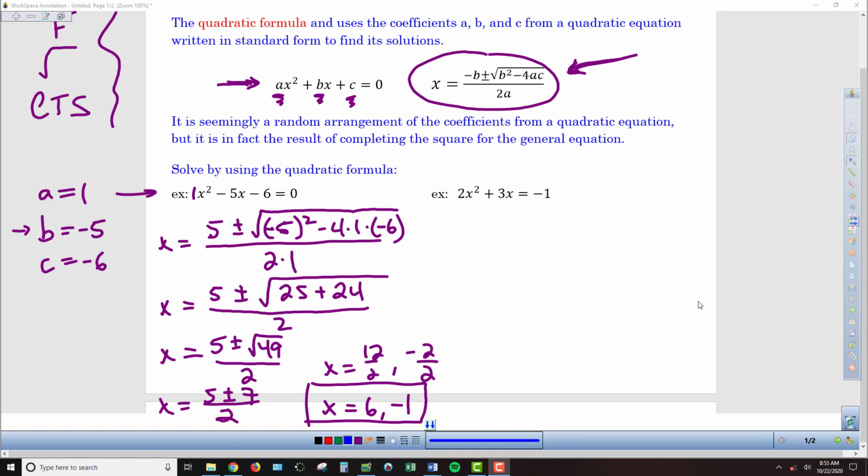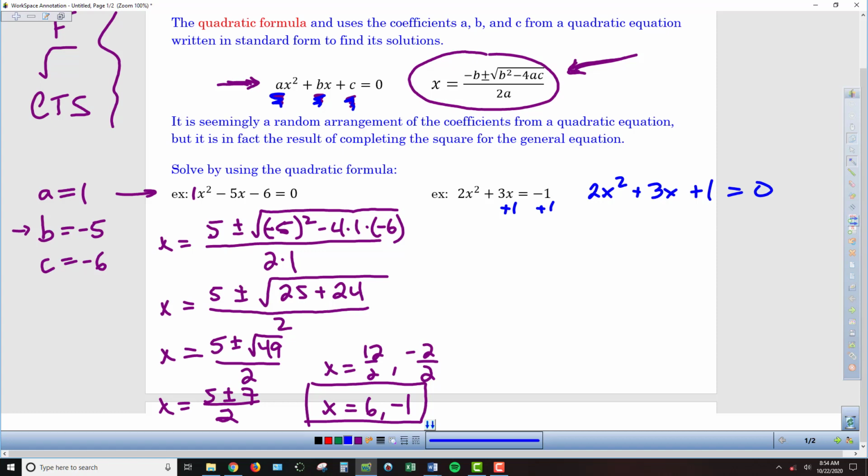So for the second one, before we can start identifying what the values of a, b, and c are, the coefficients that we're going to use in our formula, we have to make sure that the equation is set equal to 0. So I have to add 1 to both sides to make sure that I get the correct positive and negative signs of all of my coefficients that I'm going to use. So that means my equation is going to be 2x squared plus 3x and then plus 1 equals 0. If I left that 1 on the other side as a negative 1 and used that as my c value, I would get an incorrect result by using the quadratic formula.